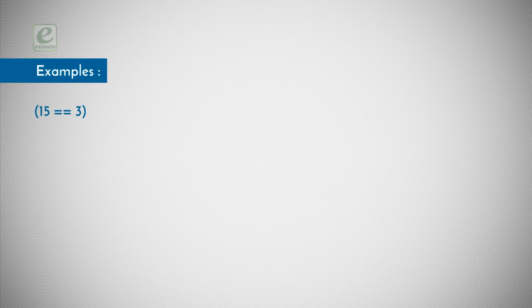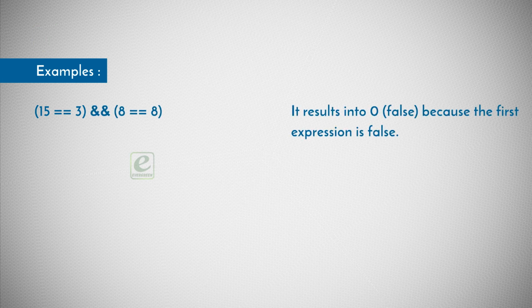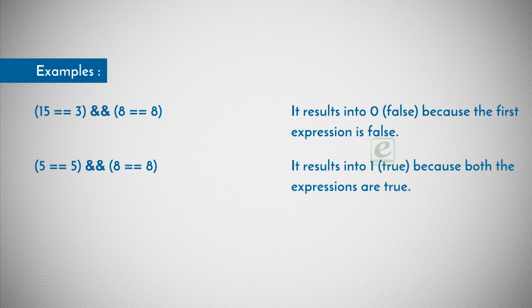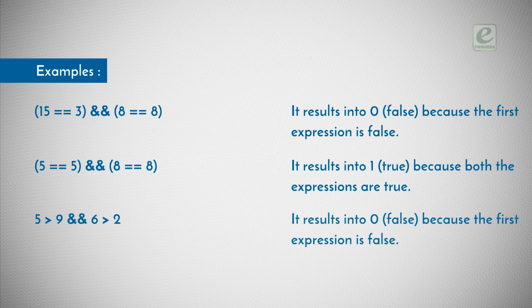Examples: 15 == 3 AND 8 == 8. It results into 0, false, because the first expression is false. 5 == 5 AND 8 == 8. It results into 1, true, because both the expressions are true. 5 > 9 AND 6 > 2, it results into 0, false, because the first expression is false.